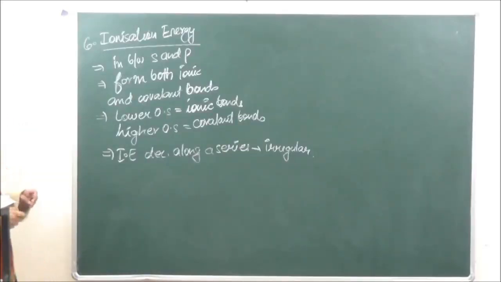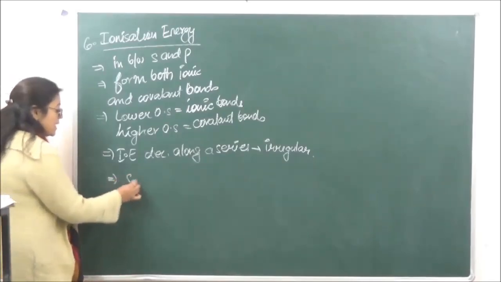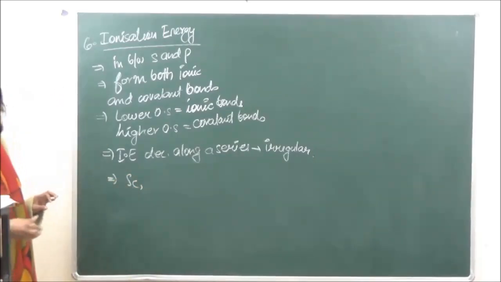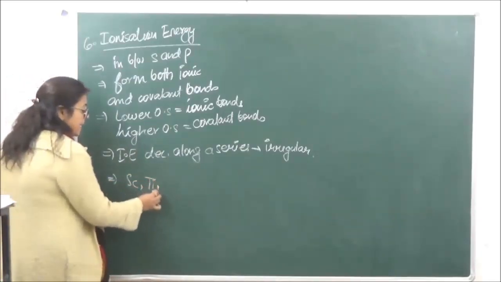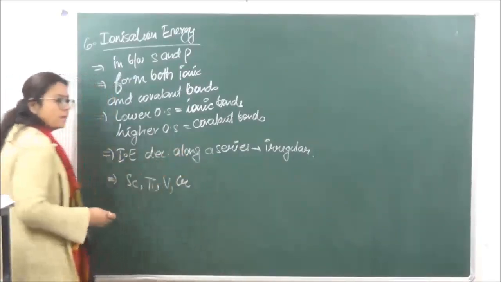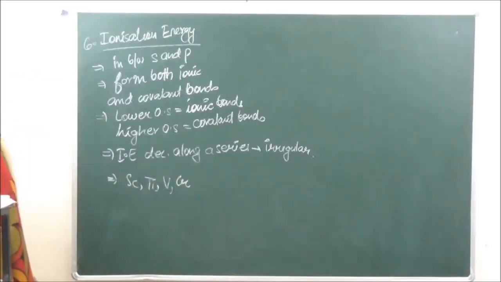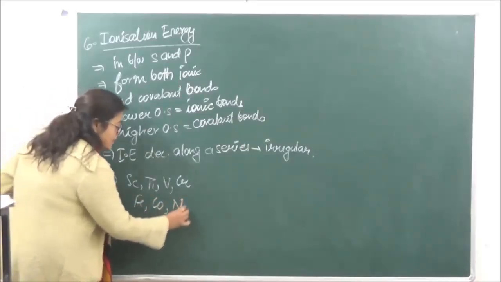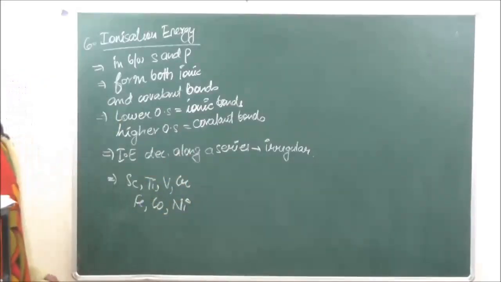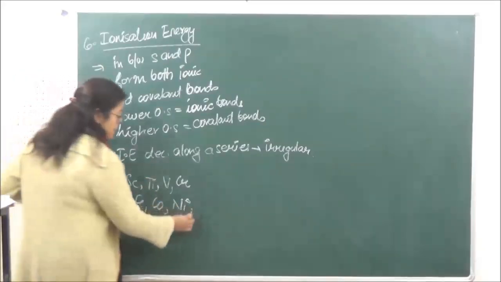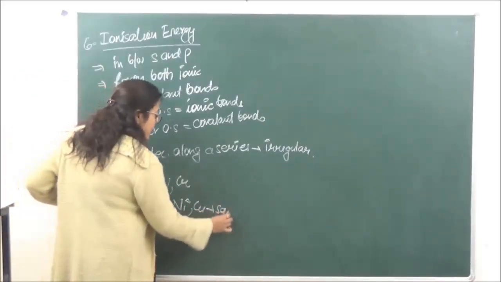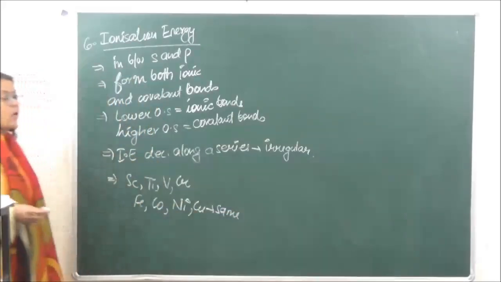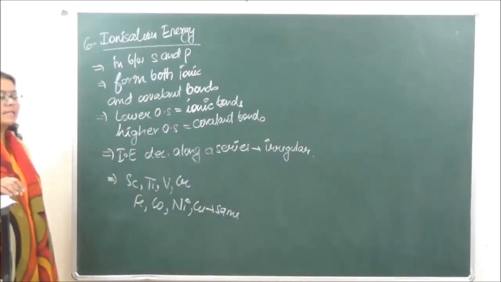Okay? Now when we are talking of ionization energies, we see that the ionization energies of scandium, titanium, vanadium and chromium are close to one another. And when we are talking of iron, cobalt, nickel and copper, they have the same values of ionization energies because of almost similar sizes, which we have already discussed.